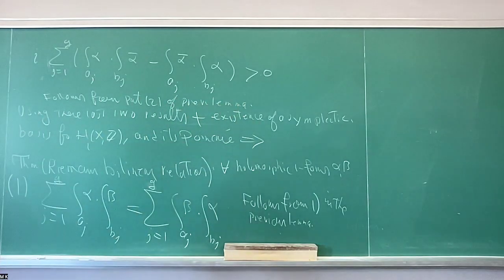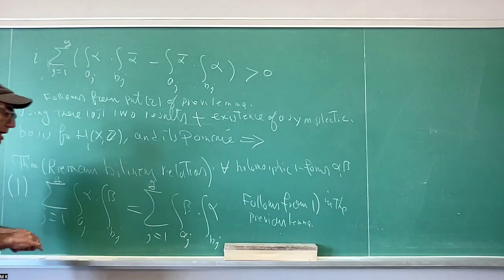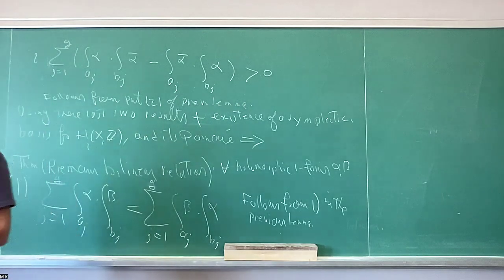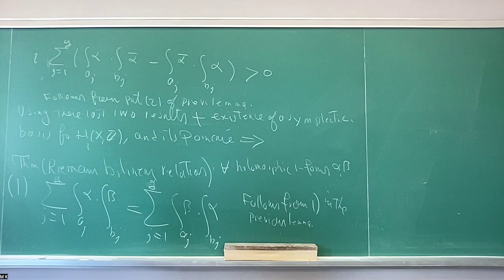And the point of these two bilinear relations is that it shows that the period lattice is exactly a lattice of rank 2g. So no information is lost when you push it inside omega x dual.